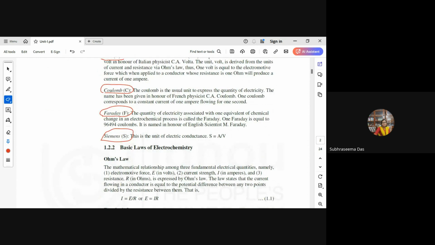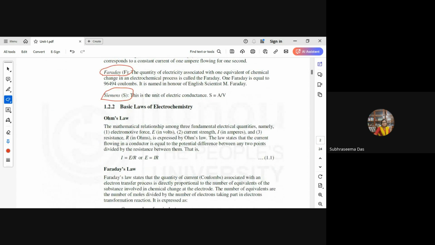Then, concerning electrochemistry, we have some basic laws. The first law of electricity usually concerns Ohm's law. Ohm's law, as we all know, is given by I equals E upon R. This is the mathematical representation of Ohm's law. The law states that the current flowing through a conductor is equal to the potential difference between any two points divided by the resistance between them.